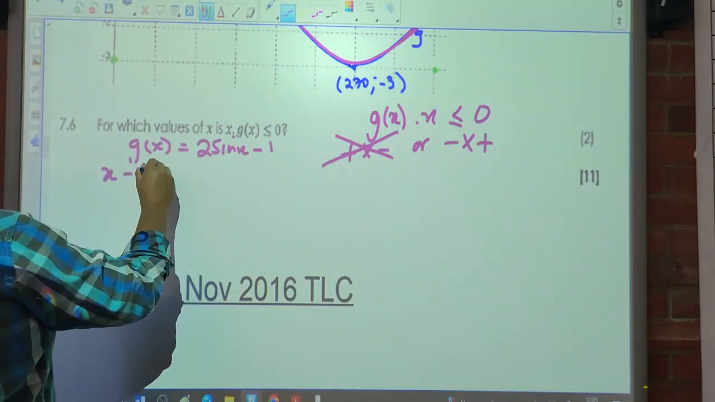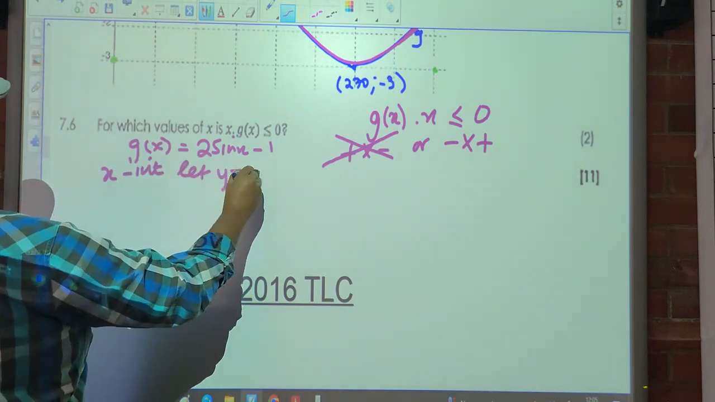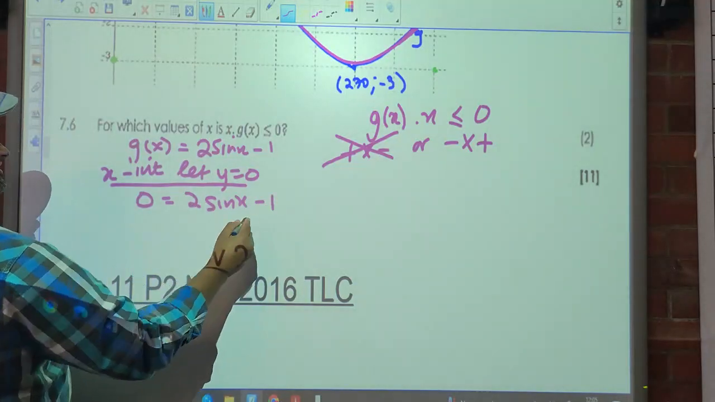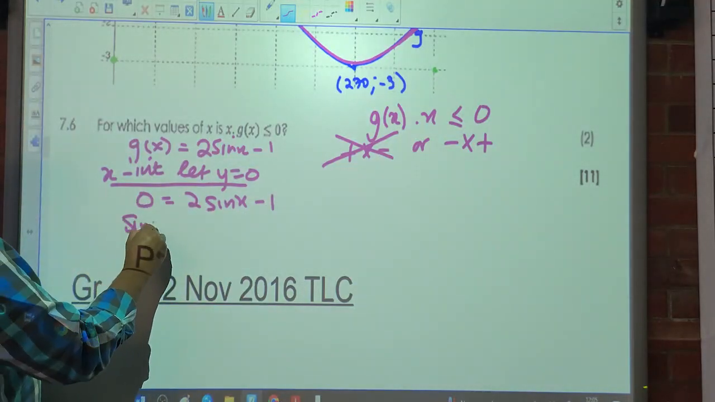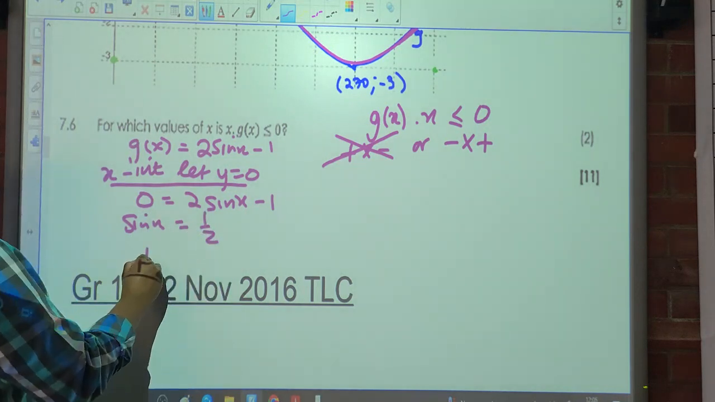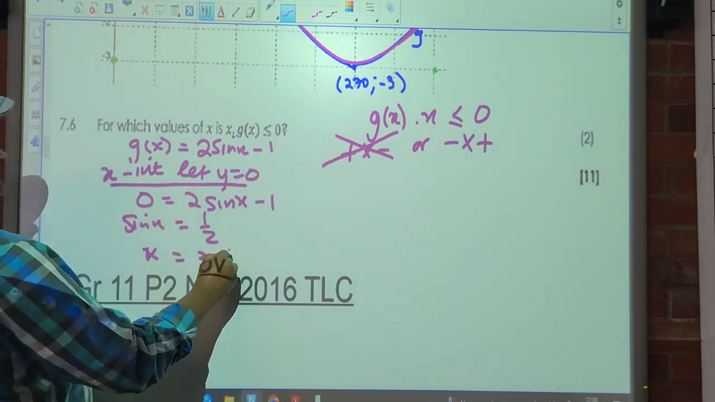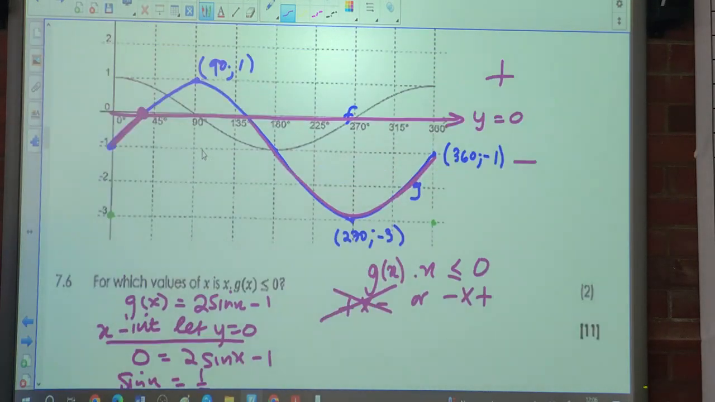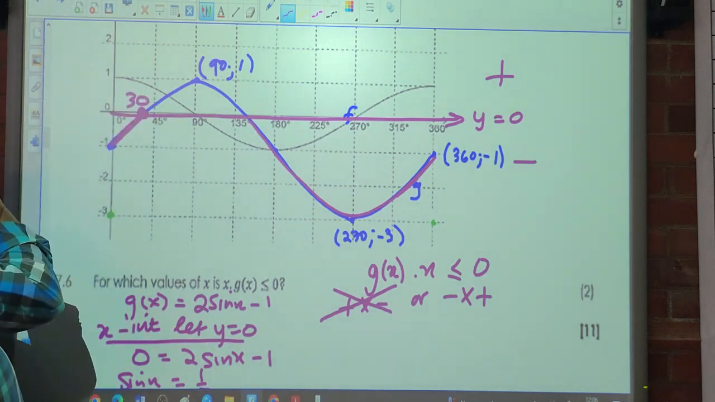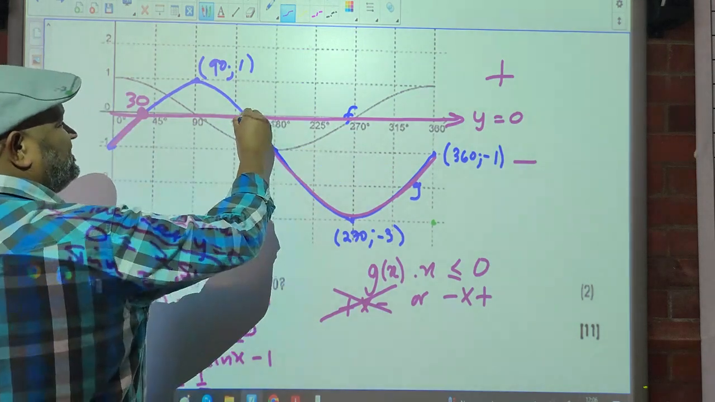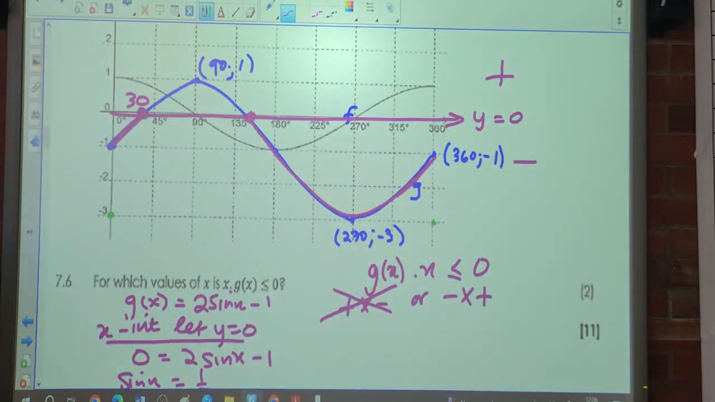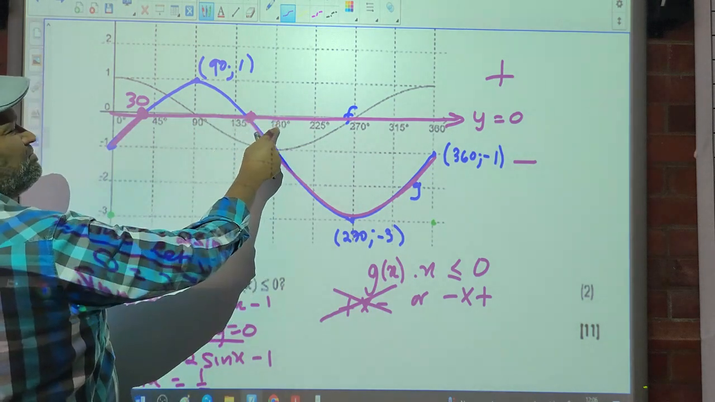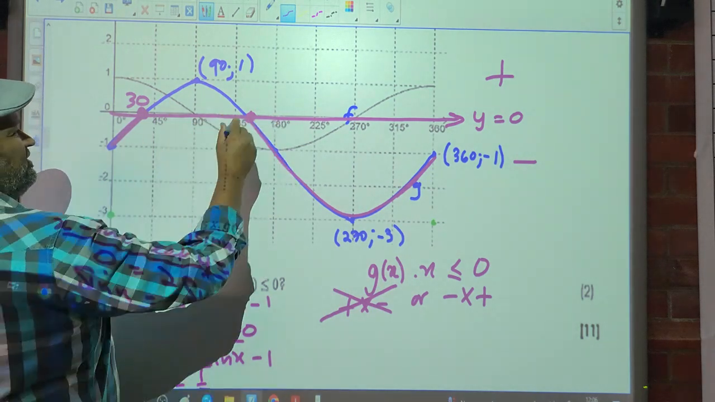So x-intercept, let y equal to 0. So 0 is equal to 2 sine x minus 1. You make sine x the subject of the formula, so sine x is equal to half. My reference angle is going to give you 30 degrees. Okay, which now makes sense. Okay, then this is going to be 30 here. Can you see that? Yes. We are also interested in that point there. Okay? So as you can see, that distance and that distance is about the same. 180 minus 30. So it'll be 150.